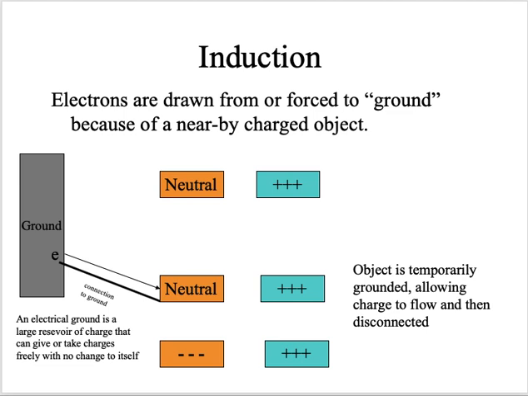Okay, and the third and final means of transferring charge is the most complicated one. This is called induction. It comes from the word induce, right? And in this one, like conduction, you're going to start with some charges in the area, but unlike conduction, you are never going to touch them. Notice that the positively charged object on the right never actually comes into contact with the neutral object.